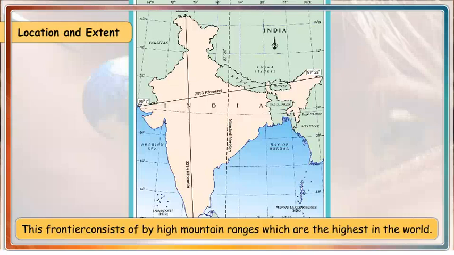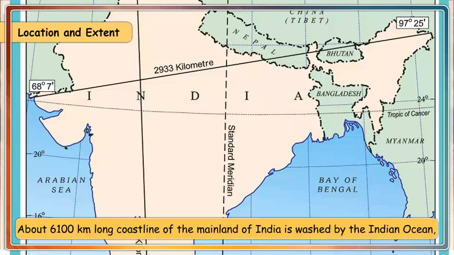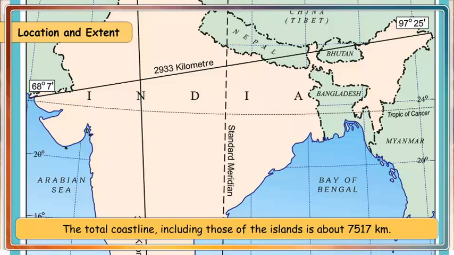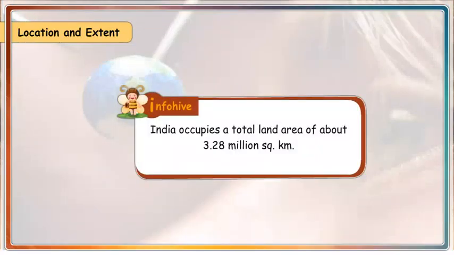This frontier consists of high mountain ranges which are the highest in the world. About 6,100 km long coastline of the mainland of India is washed by the Indian Ocean, the Arabian Sea and the Bay of Bengal. The total length of the coastline, including those of the islands, is about 7,517 km. Info Hive. India occupies a total land area of about 3.28 million square kilometers.